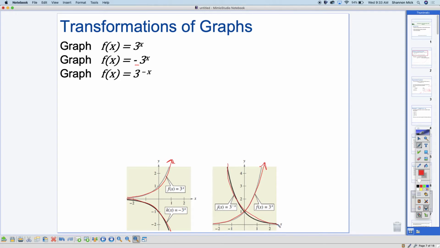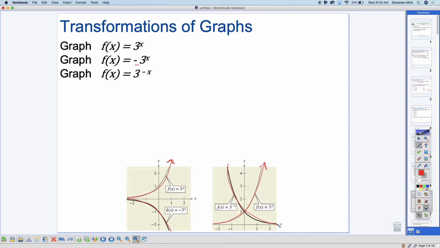Guys, what does a negative x do to my graph? It reflects it over what axis? The y-axis. Is that the same as before? The same thing as when I taught you this in chapter 1, when we did parent functions and behaviors. So a negative base is going to reflect it over the x-axis. A negative x is going to reflect it over the y-axis.